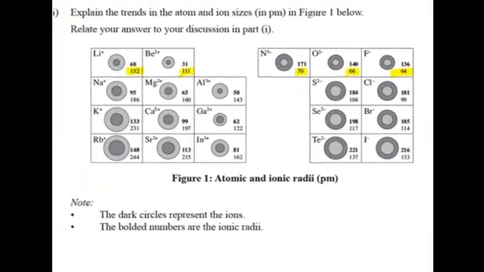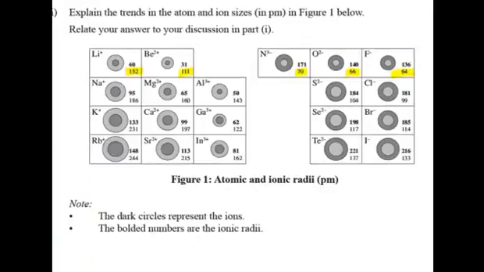Now this question is a fairly straightforward one, but again you have to give a complete answer. We're being asked to look at the trends in atoms and ion sizes and give an explanation. So first of all we've got to identify what those sizes are, and if we look at the bold numbers, they're the ionic radii.